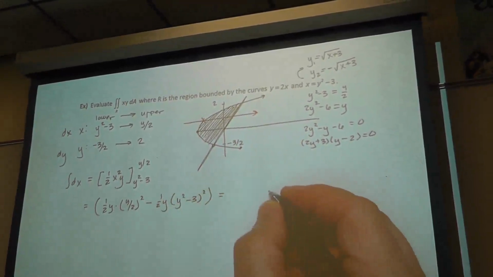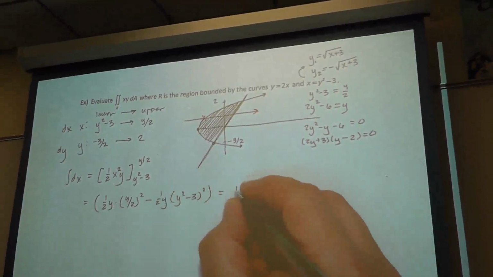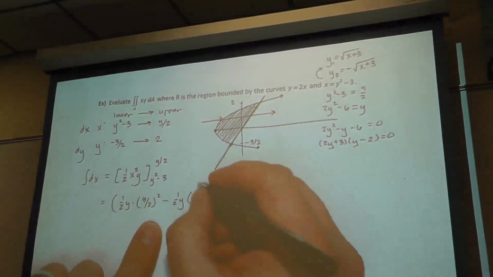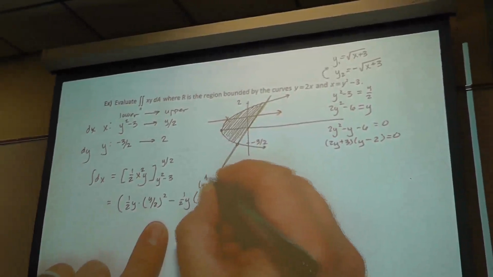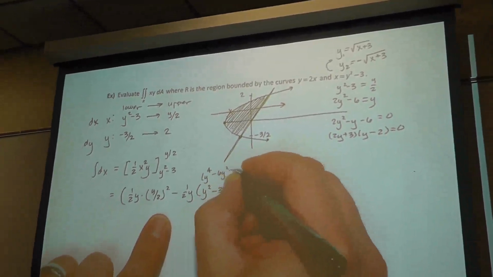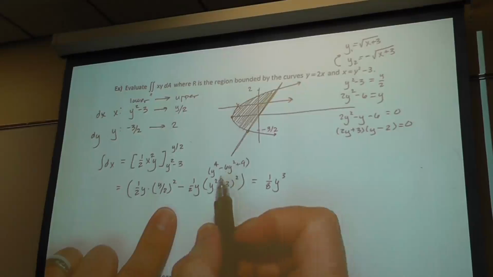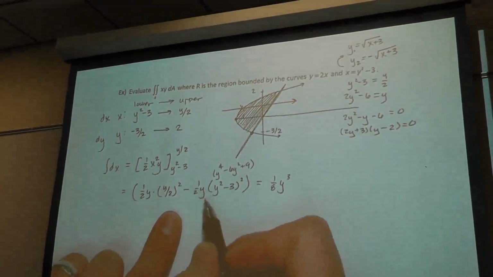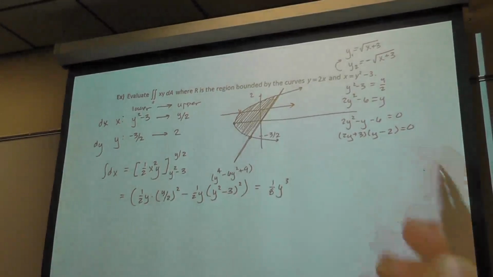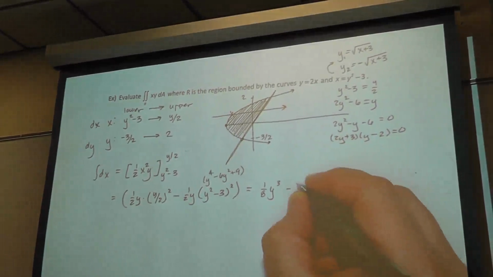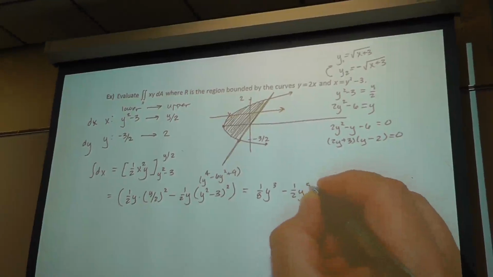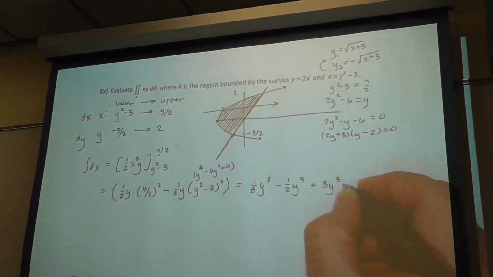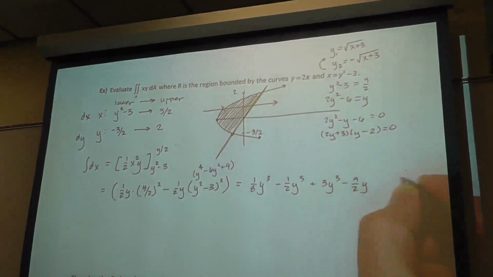That's going to give me 1/8 y to the third from this guy right here. That requires FOILing. So let me FOIL this out to y to the fourth minus 6y squared plus 9, and then distribute this negative half y through that. You got a little algebra. Minus 1/2 y to the fifth plus 3y to the third minus 9/2 y.